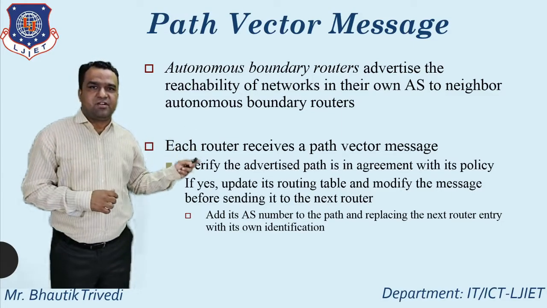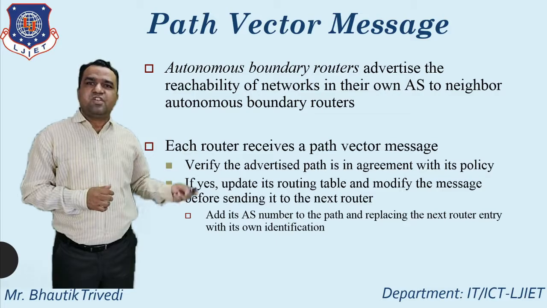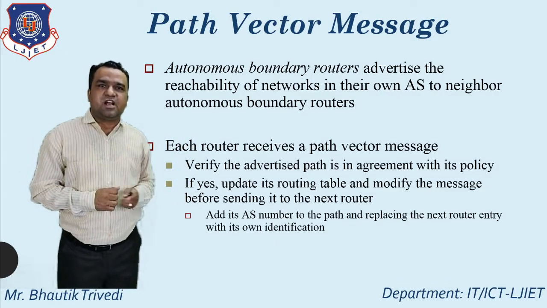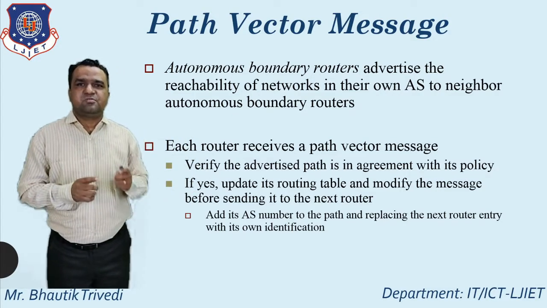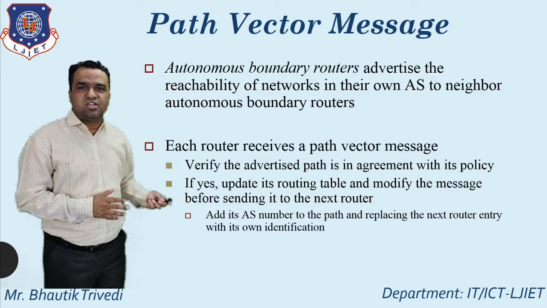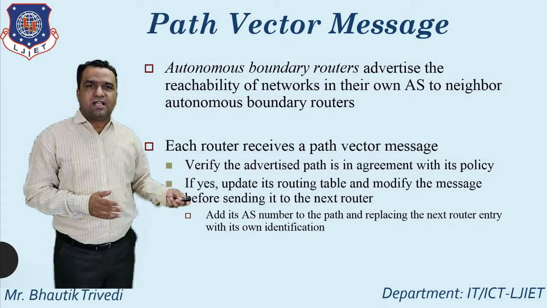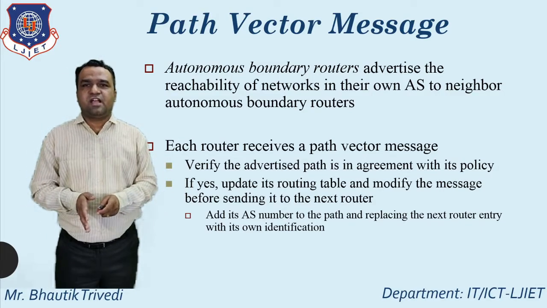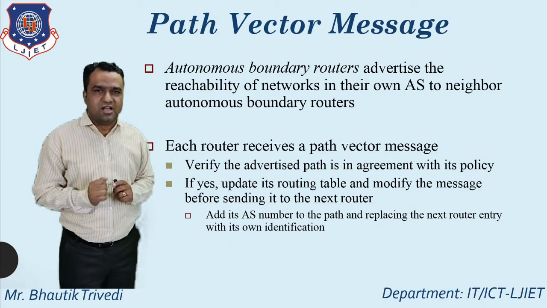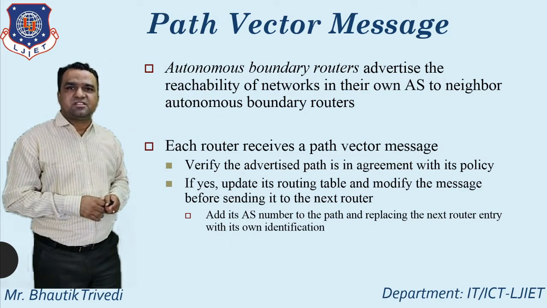It verifies whether the advertised path supports the same policy. If yes, you directly update the routing table and modify the message before sending it to the next router. For this, you add its own autonomous system number to the path and replace the next router entry with its own identification. This is the way you follow the path vector message.